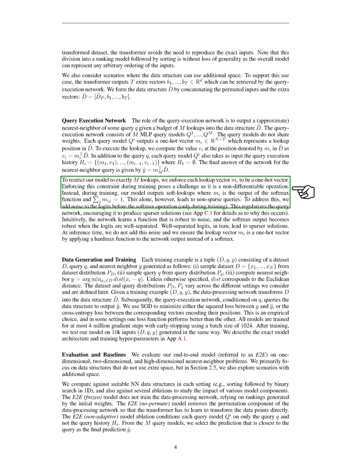To ensure we only perform the specified number of lookups, we require each lookup vector to be one-hot. However, this constraint complicates training since it is a non-differentiable operation. Instead, we use soft lookups during training, where the output is a softmax function that sums to 1. To encourage sparser queries, we introduce noise to the logits before applying the softmax, which helps the network learn to produce more robust outputs. During inference, we do not add noise and ensure the lookup vector is one-hot by applying a hardmax function to the output.